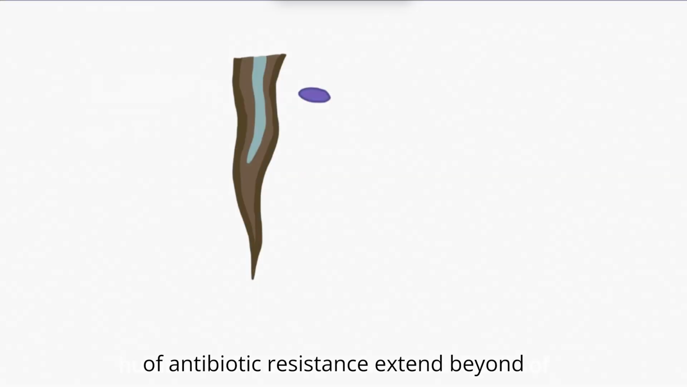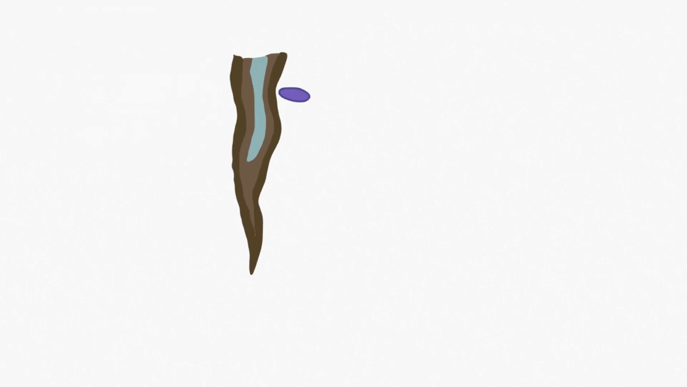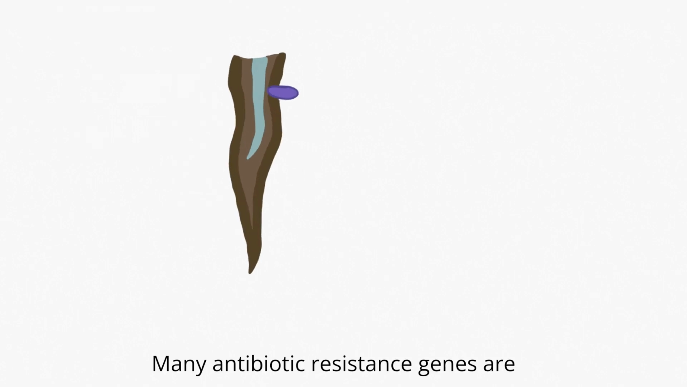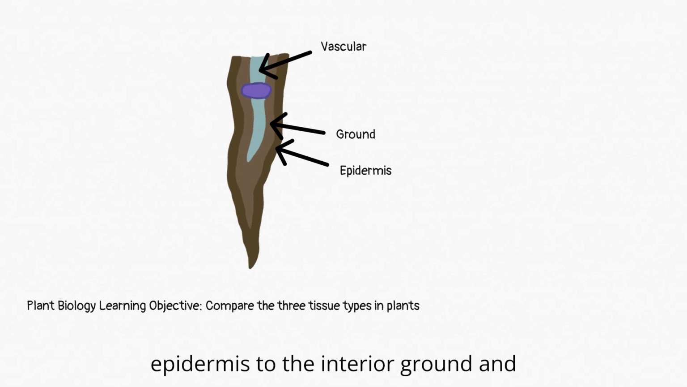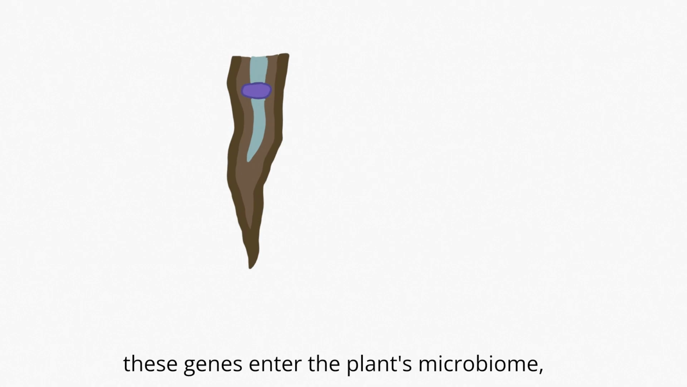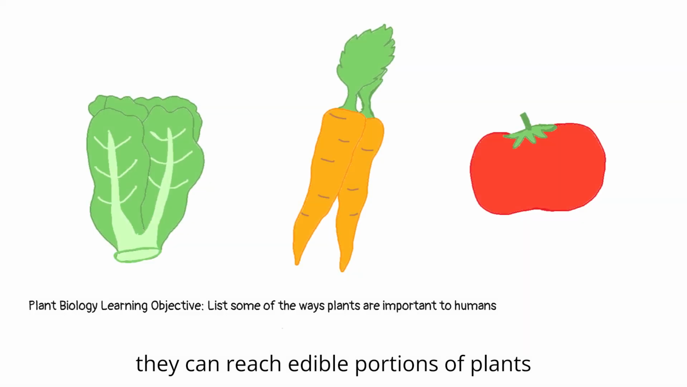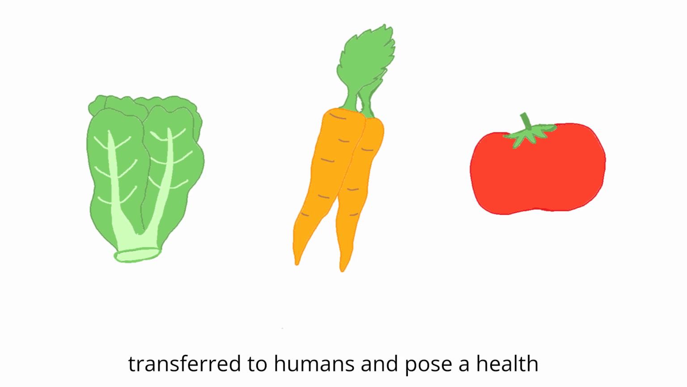The effects of antibiotic resistance extend beyond human health and into the microbiomes of other species, including plants. Many antibiotic resistance genes are carried by bacteria from outside the root epidermis to the interior ground and vascular tissues of the plant. After these genes enter the plant's microbiome, they can reach edible portions of plants like lettuce, carrots, and tomatoes. When people eat these plants, the antibiotic resistance genes can be transferred to humans and pose a health risk.